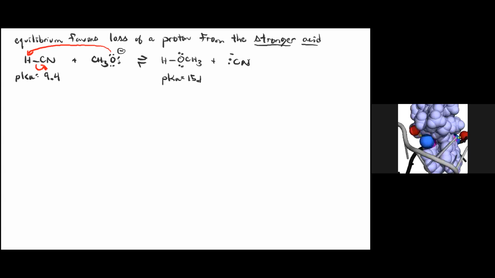All right. And so the equilibrium favors proton transfer from the stronger acid. And so we said that stronger acids have lower pKa values. And so the hydrogen cyanide is a stronger acid than methanol. And so the equilibrium favors the right.